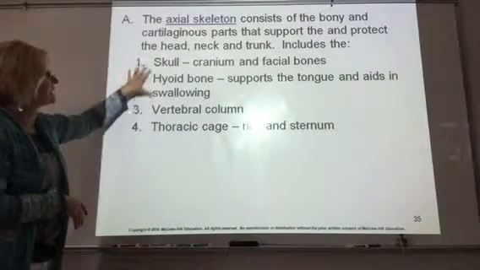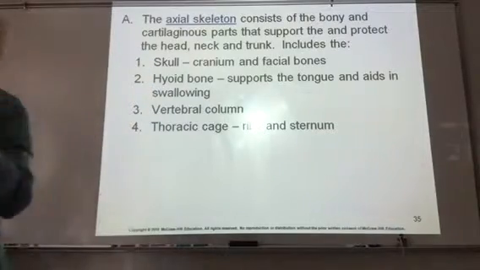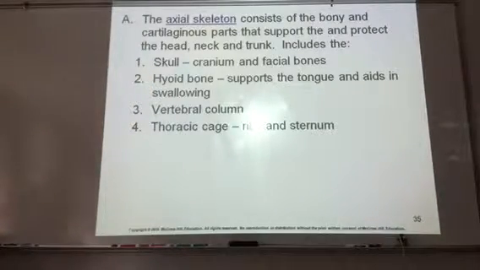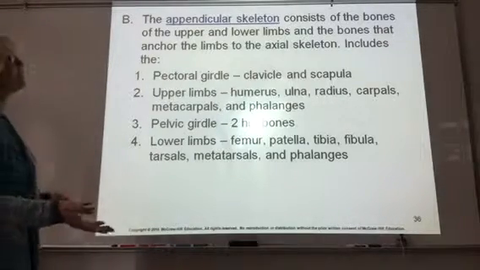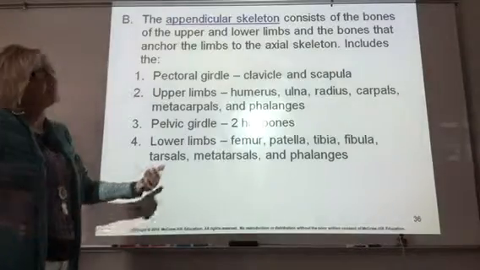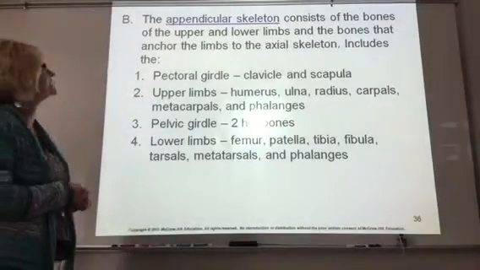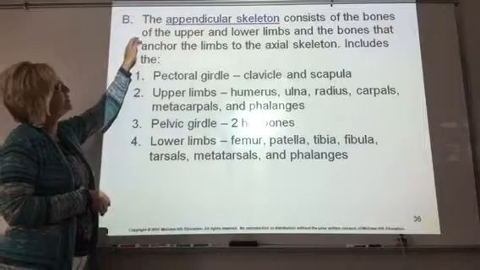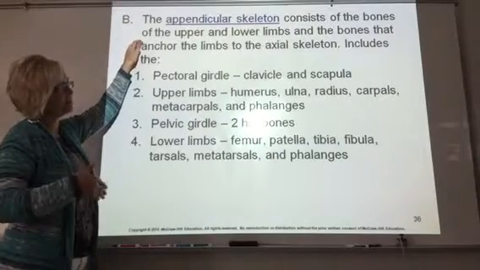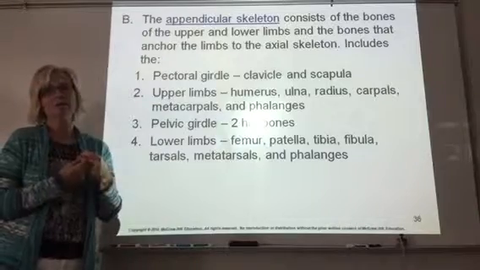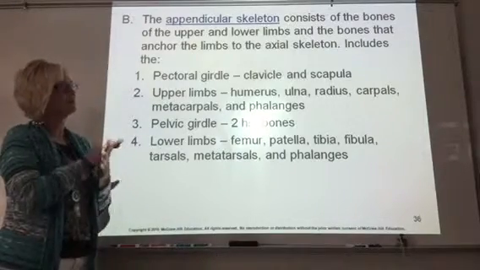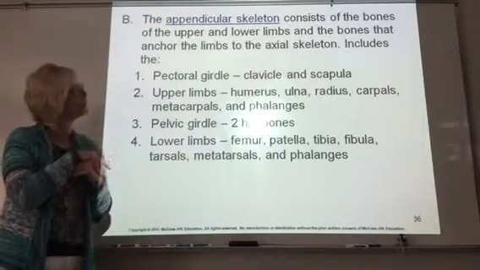So this is axial: the center, the main center part of your skeleton. Appendicular deals with appendages, or things that come off of the axial skeleton. So they're going to be your upper and lower limbs, your arms and legs, and the bones that anchor them. There's a diagram coming up that shows this much better.